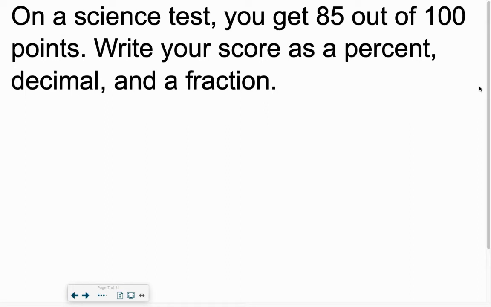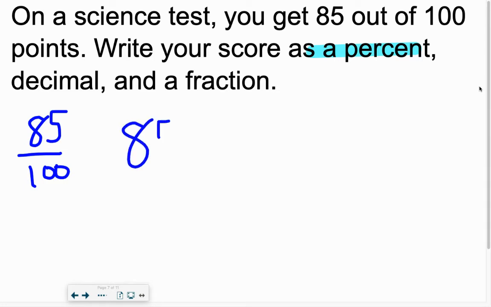Hey, speaking of science, on a science test, you got 85 out of 100. So it says write that score as a percent. All right, percent means out of 100. Say 100. So how many points did we get out of 100? 85 out of 100. Well, that means we have 85%. Check.